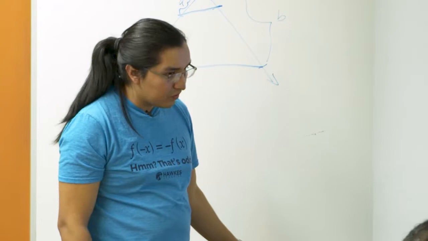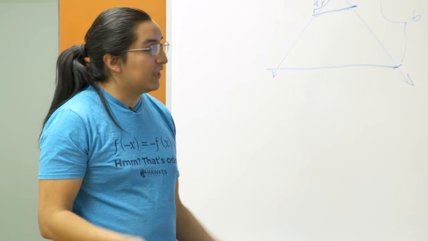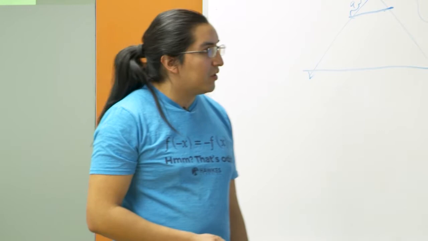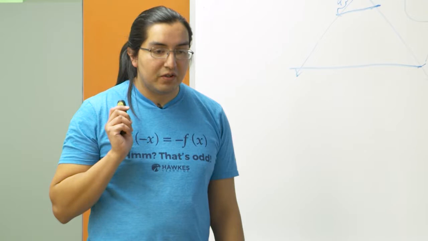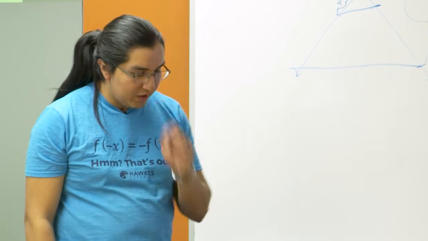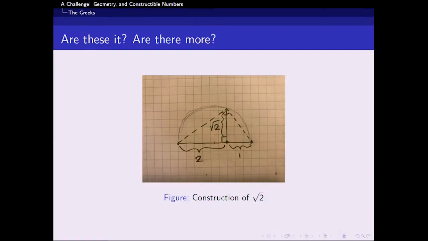Right. So, are these it? Like, can we construct more things other than sums, differences, products, and quotients? There's more. I'll proceed with an example. So if we take our unit length and then construct another segment that's two times the unit length, then we can bisect this segment.